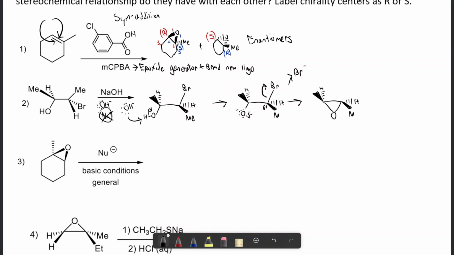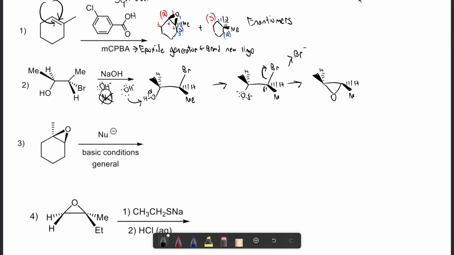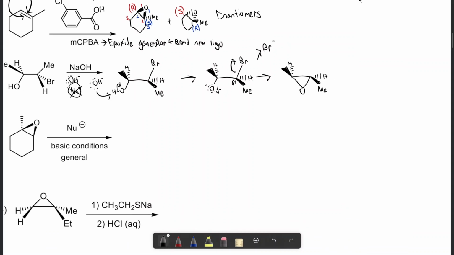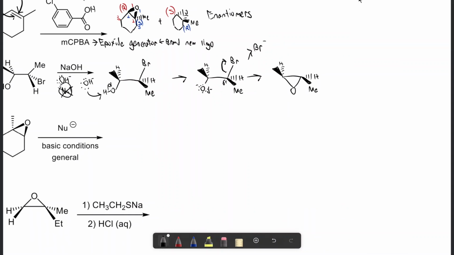Oxygen there. This is also methyl, I lost the E somewhere along the copy and pasting line there. Okay, but now we have our epoxide over here.